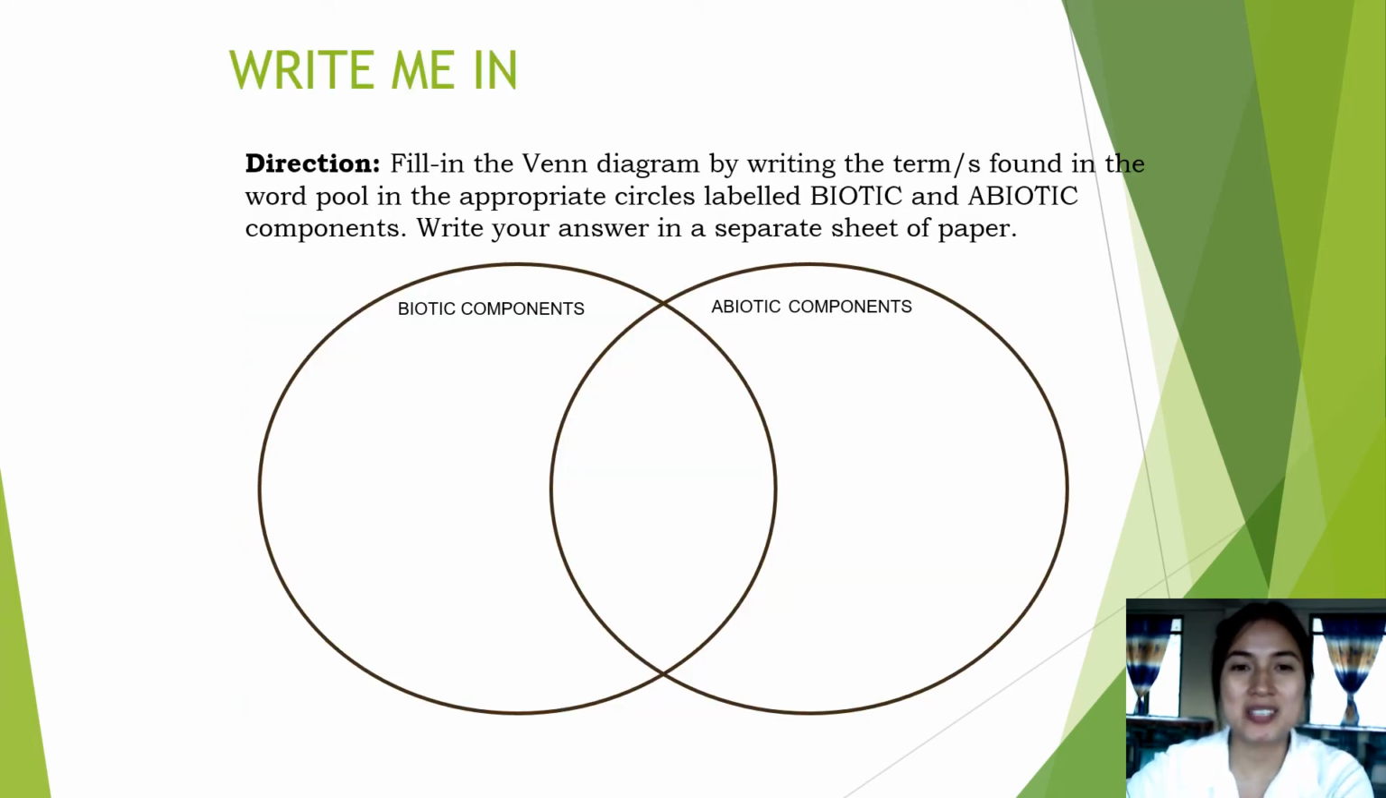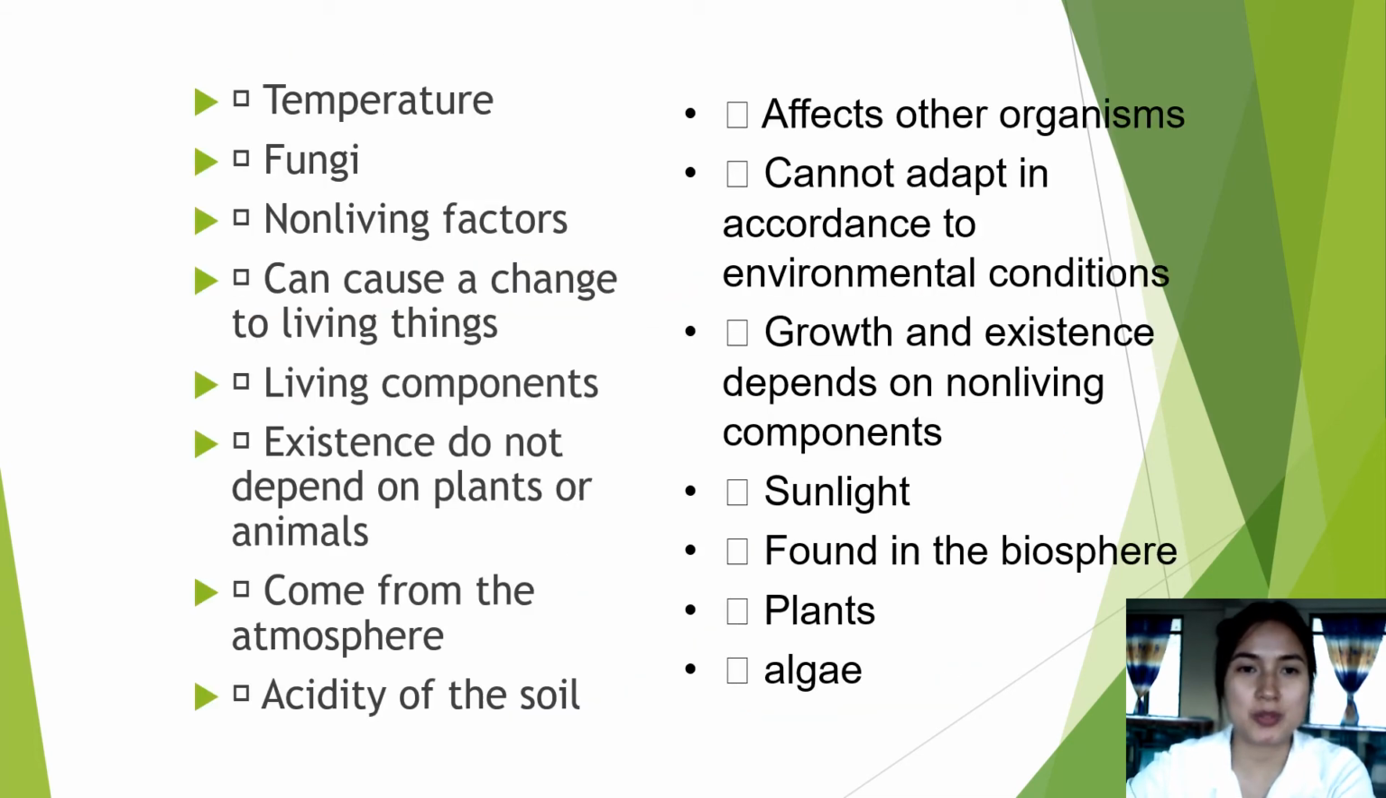Okay, let's have another activity. Fill in the Venn diagram by writing the terms found in the word pool in the appropriate circles labeled biotic and abiotic components. Write your answer in a separate sheet of paper. So I have here a Venn diagram. This is where you choose.